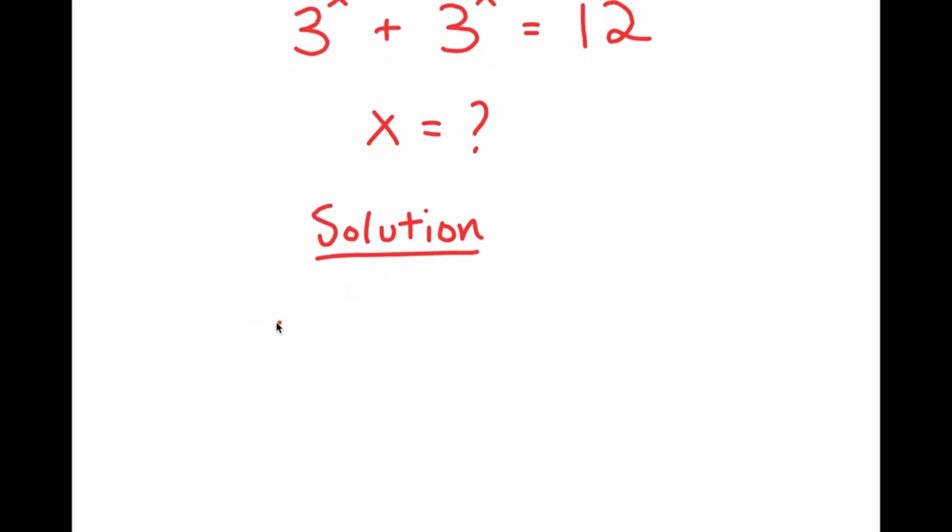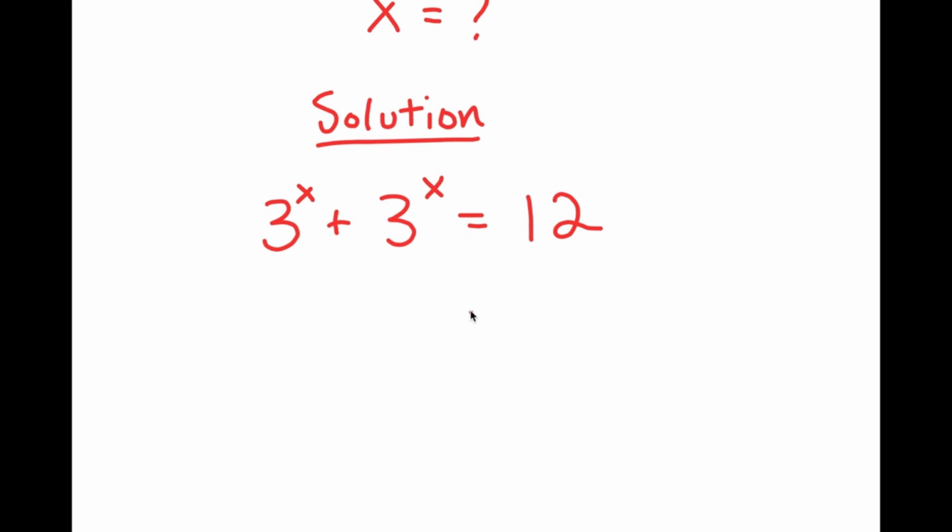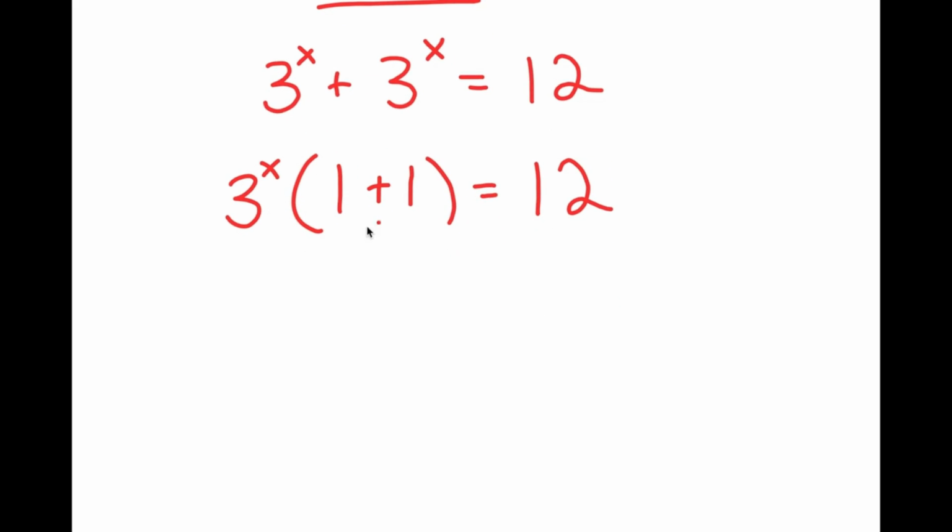So let me first rewrite my equation down here so I have a little more solving space. So my equation is 3 to the power of x plus 3 to the power of x is equal to 12. And the first thing I'm going to do from here is factor out 3 to the power of x from my left-hand side. So I get 3 to the power of x times, 3 to the power of x divided by 3 to the power of x is 1. So 1 plus 1 is equal to 12. And 1 plus 1 is 2. So I get 3 to the power of x times 2 is equal to 12.